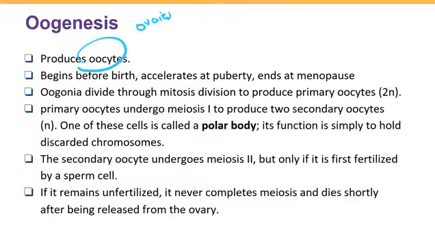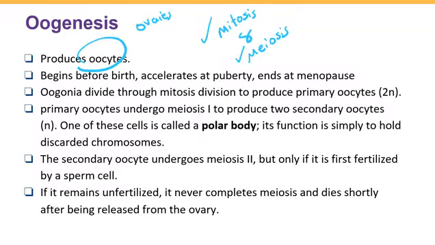To complete oogenesis, we actually need two types of cell division. We need mitosis and we need meiosis. Why do we need mitosis? Because during mitosis, we increase the number of cells, and during meiosis, we decrease the chromosome number by half.